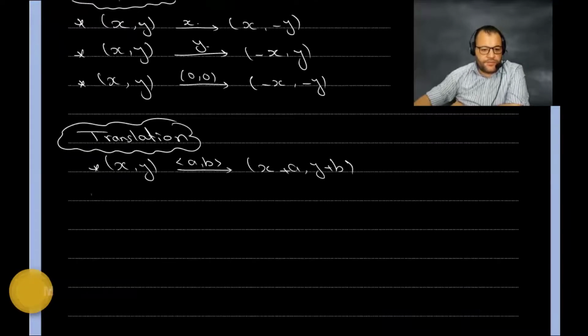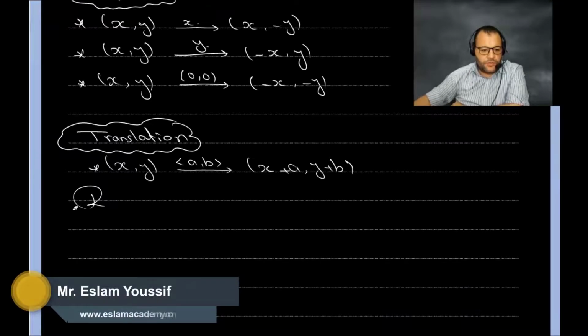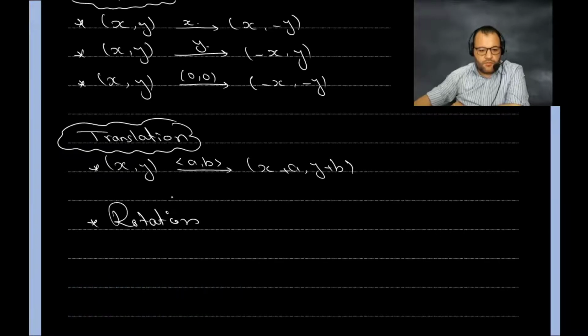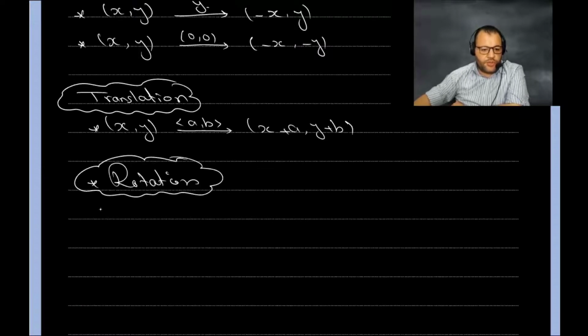For rotation, suppose that we have a point (x, y) and we need to find its image by rotation around the origin with angle 90. That is the meaning of around the origin with angle 90. So its image would be (-y, x).